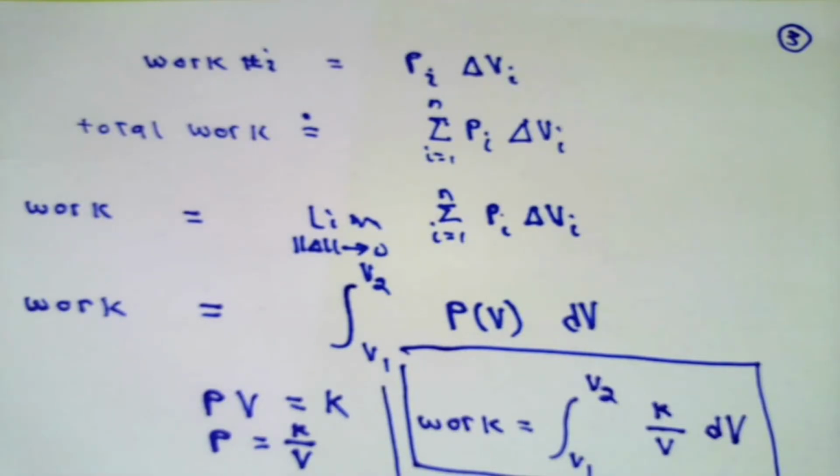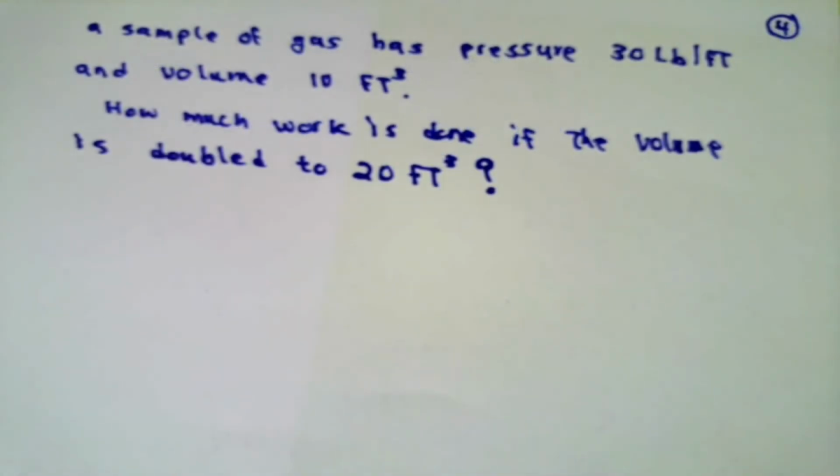For this particular situation that we find ourselves in, the work is going to be the integral from the starting volume to the ending volume, k over V dV. If I know what the k is, then I can easily figure this integral out. A typical problem of this type is this.